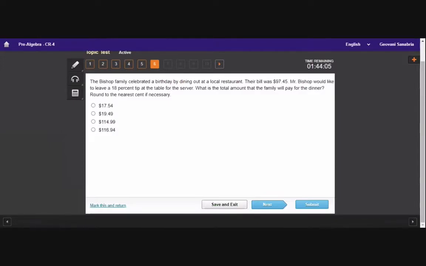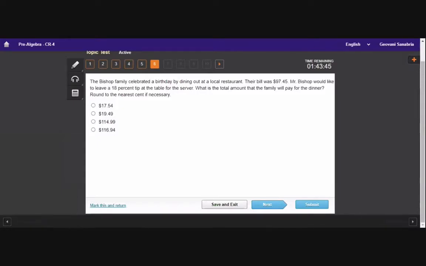Wait a minute. So 90. What did you do? 97.45, and then I hit the add button, plus 18, and then the percent, 18%, equals. Oh yeah, there you go.